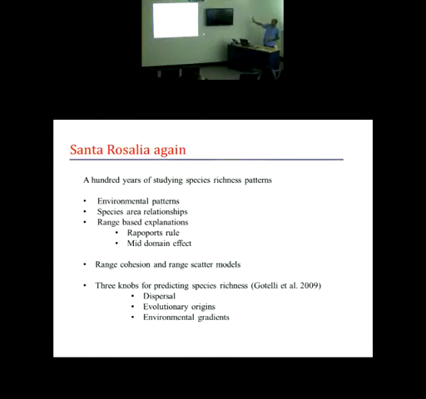The point up to which I had brought that discussion was the range scatter and range cohesion models, combining this 100-year-old endeavor to understand richness by combining environmental patterns, species area relationships, and range-based explorations. One thing that the ecologists had missed out was the role of evolutionary factors. I've talked a little bit in the past about how one of the first lectures that I do for our graduate students is about how biogeography, ecology, and evolution all have the same origins.